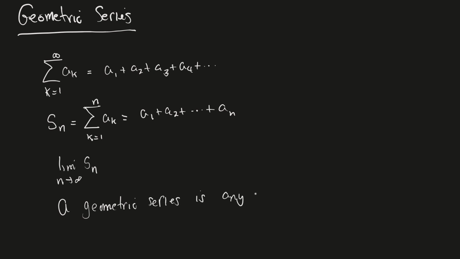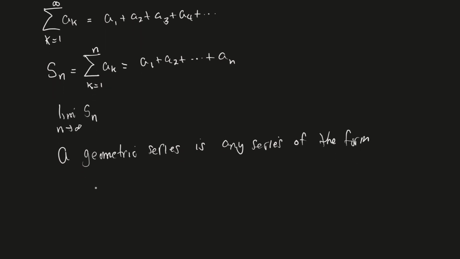is any series of the form, and let me write down the sigma form first. It's the sum, and here I'm going to choose to start my index at k equals 0, and then go to infinity, and then it's anything of this form, a times r to the k, where a is a constant, r is a constant, so my exponent here is what changes.